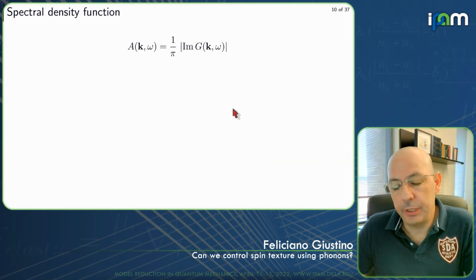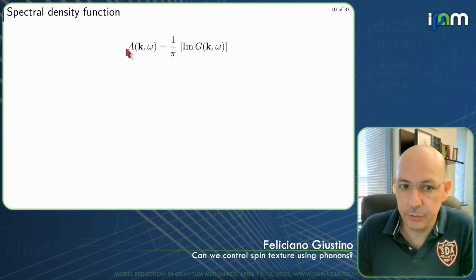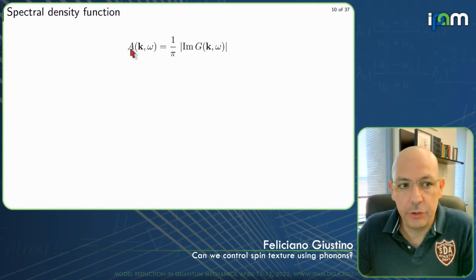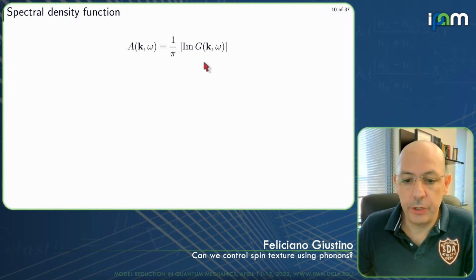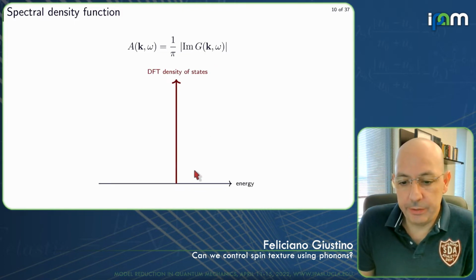In practice, the main application is to start from the Green's function and use its imaginary part to build essentially a density of states that in this language is called the spectral density function or spectral function. So just to give you an idea of how this works, let me make a very elementary example.